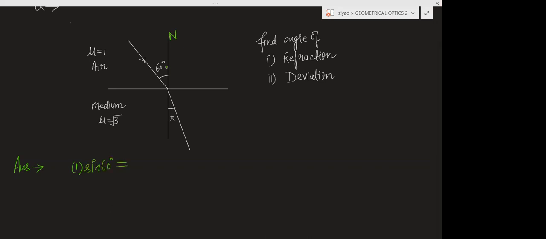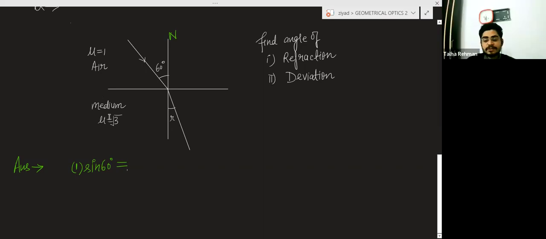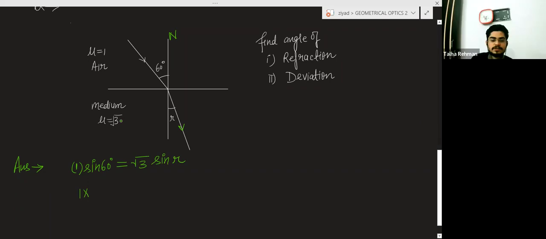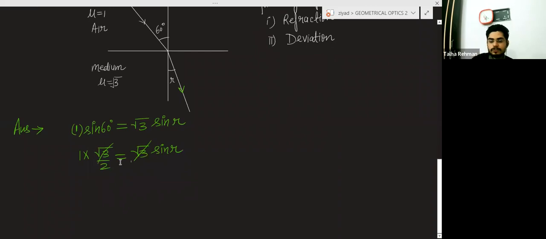After that, write the refractive index of the medium in which the light is going. So in this medium the light is going. What is the refractive index? √3. And write sine of angle with normal, that is sine r. So sine 60 is √3 by 2. And here it is √3 into sine r. √3 and √3 will cancel out. Sine r is equal to 1 by 2. So r must be 30 degrees. Okay, so this angle r will be 30 degrees.